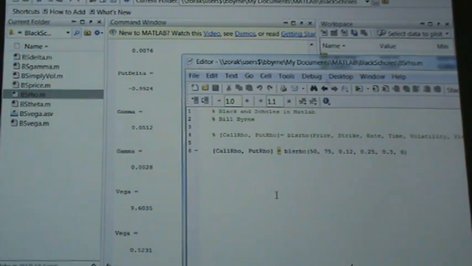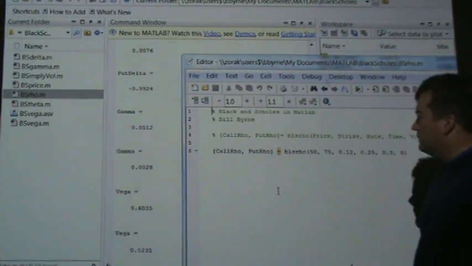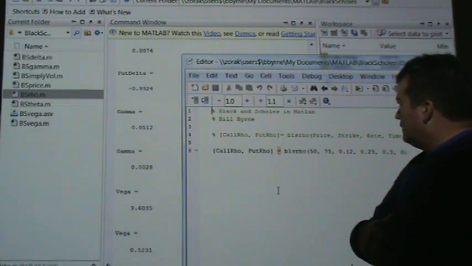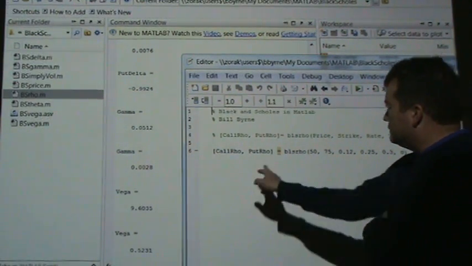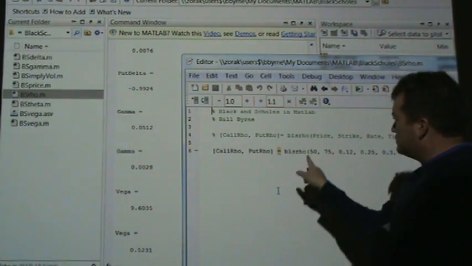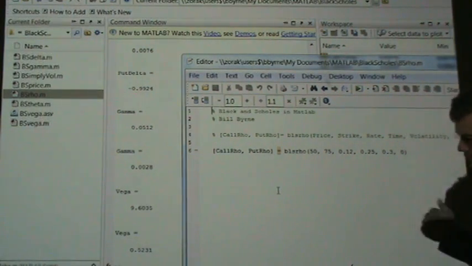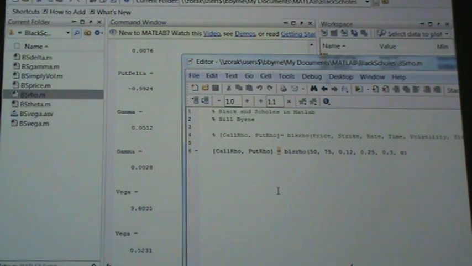Rho is sensitivity. Rho begins with an R and rate begins with an R. So this is the change in the... calls and puts will have different rhos, because Black-Scholes gives us two answers. So if we did the same computation, rho for call is 0.6 and rho for put is negative.